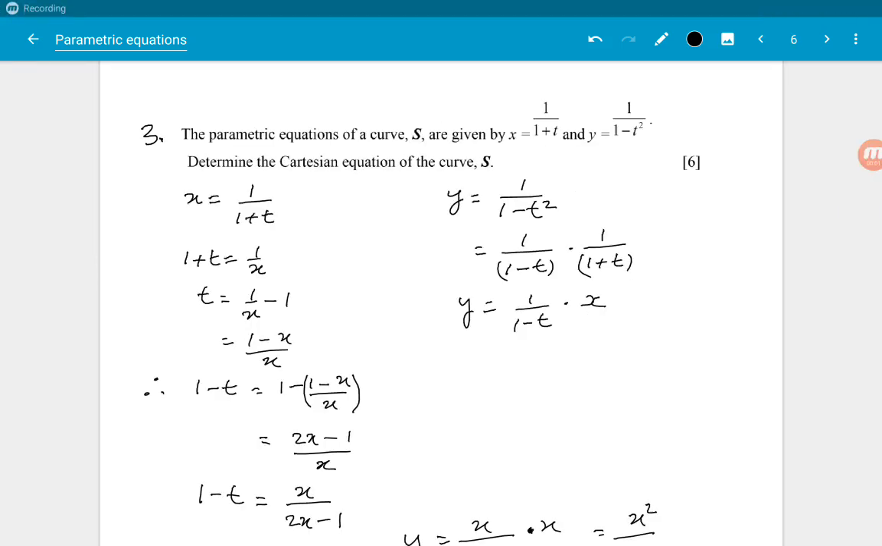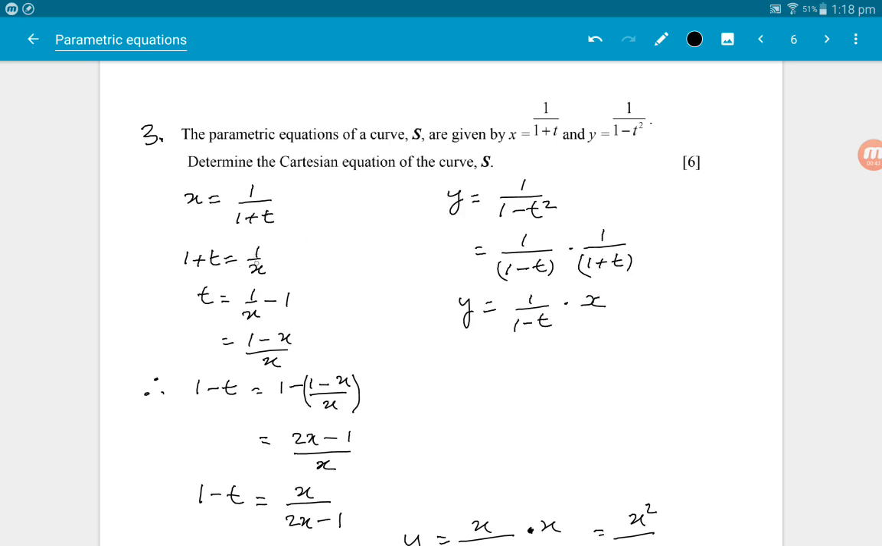Here's another exam question. Parametric equations of a curve S are given by x equal 1 over 1 plus t and y equal 1 over 1 minus t squared. And we are required to determine the Cartesian equation of the curve. Well, here is what x is, here's what y is. I notice that 1 minus t squared can be factorized using difference of squares. So 1 over 1 minus t times 1 over 1 plus t. But 1 over 1 plus t is x. So we need to find what is 1 over 1 minus t.